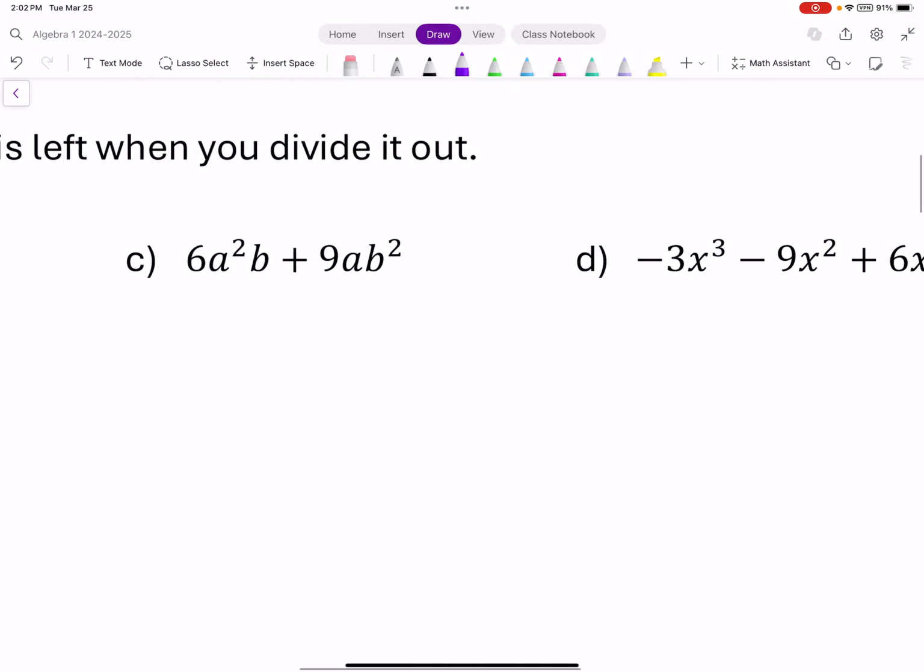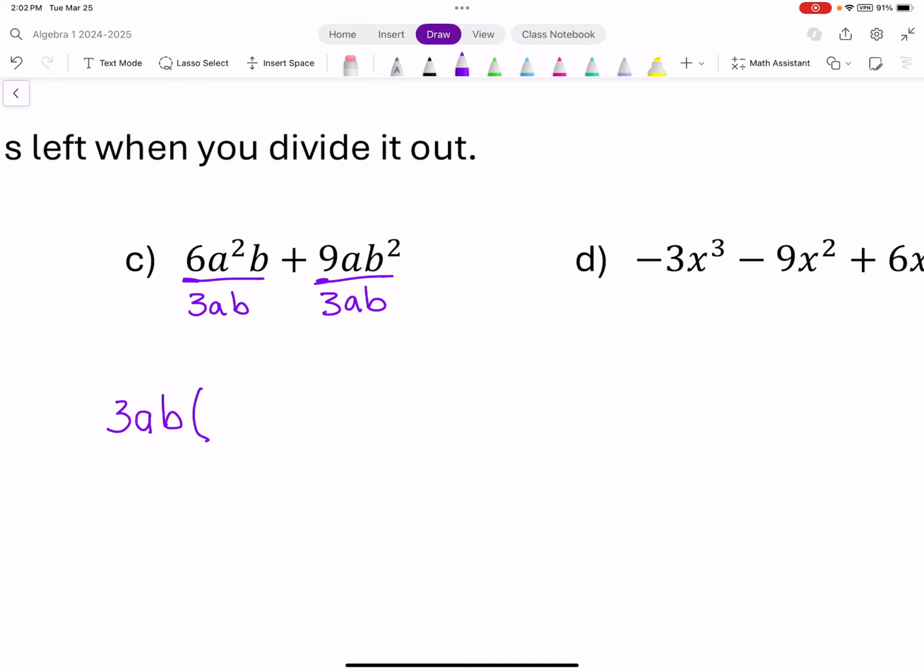Looking at letter C here, I see that there are A's and B's in my answer. We do the same thing. The biggest number that I can divide 6 and 9 by is 3. When I look at my A's, they both have A, and the smallest amount is the 1A. And then they both have a B, and the smallest amount is the 1B. So my GCF is 3AB. So I'm going to go ahead and divide both terms by 3AB.